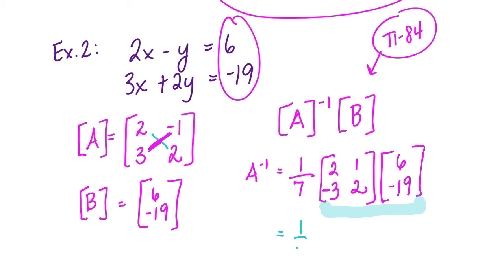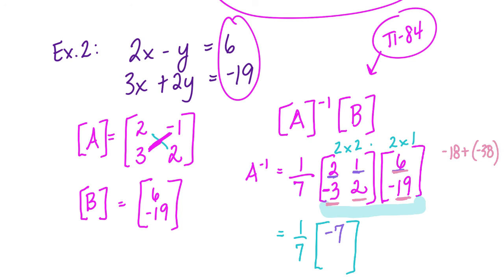When I do that, because it's a 2 by 2 multiplied by a 2 by 1, it's going to end up being a 2 by 1. So let's multiply the first. 2 and 6 is 12. 1 and negative 19 is negative 19, so we get negative 7 there. And on the bottom, I get negative 3 times 6 is negative 18, and 2 and negative 19 is negative 38, which gives us a negative 56. So when I use scalar multiplication here, I get a negative 1 and a negative 8.